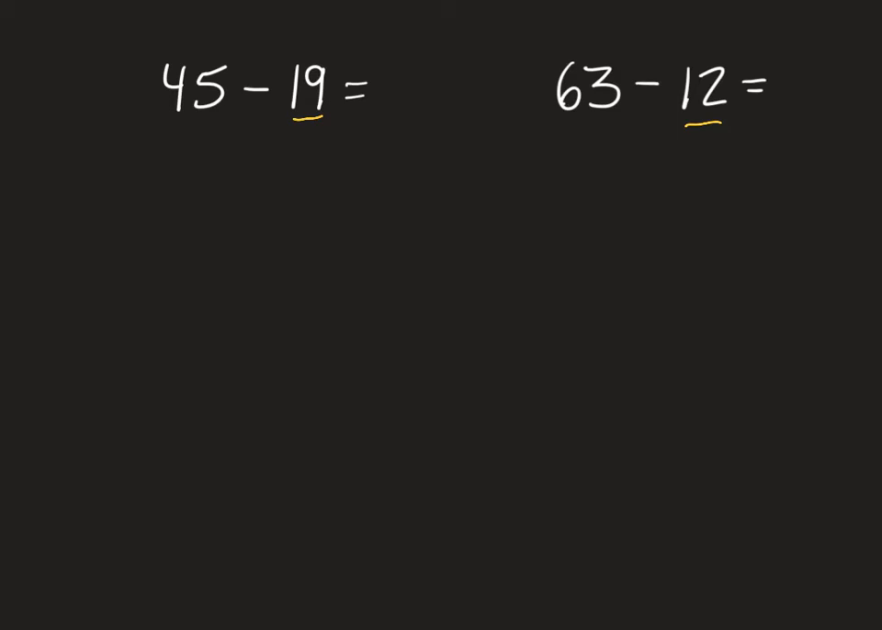I know it's 20. So now I want to change both of these so that whatever I do to the 19, I'm going to do to the 45. So watch me try that now. This is one way that you can organize it. I'm going to add 1, and whatever I add to one, I'm going to have to add to the other. So now the new number sentence is 46 minus 20. Now I can count back by tens: 46, 36, 26. So the answer is 26.